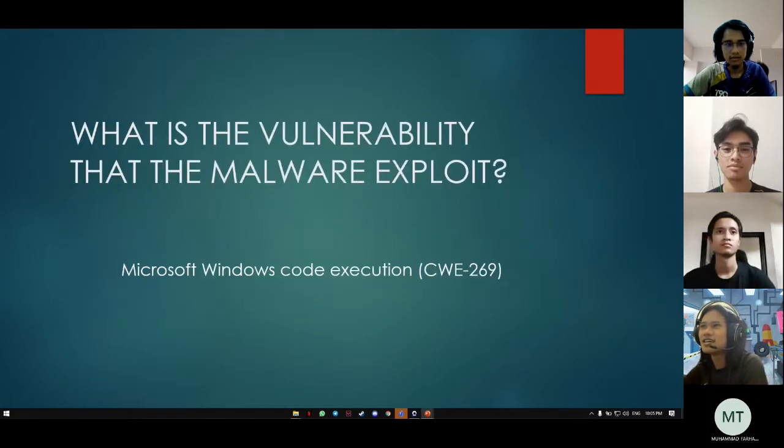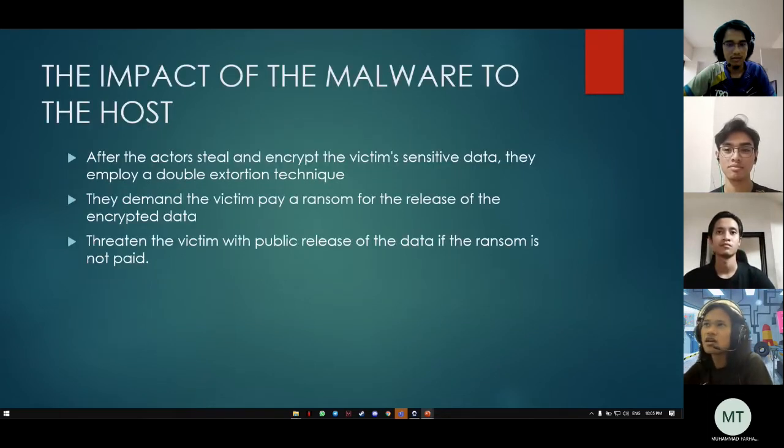key. What is the vulnerability that the malware exploits? So this is a vulnerability known as Microsoft Windows code execution. So the impact of the malware to the host.